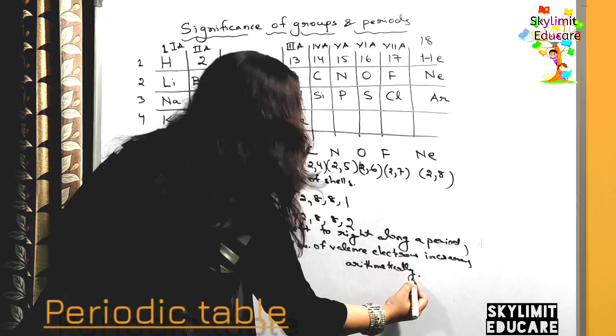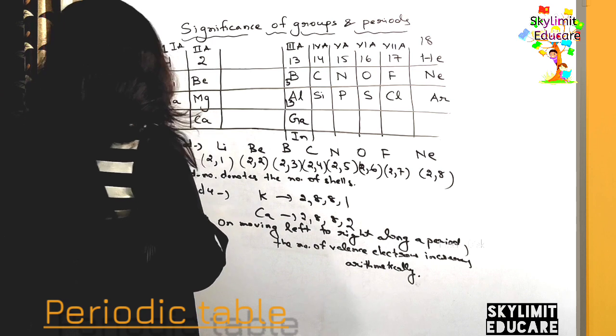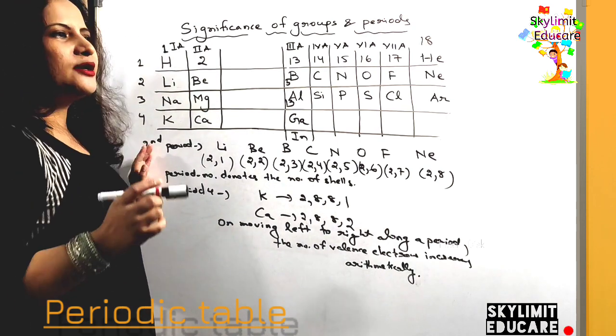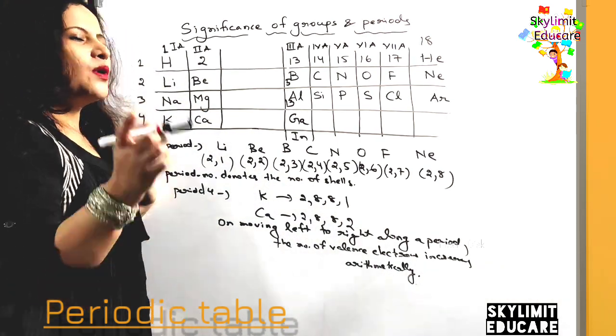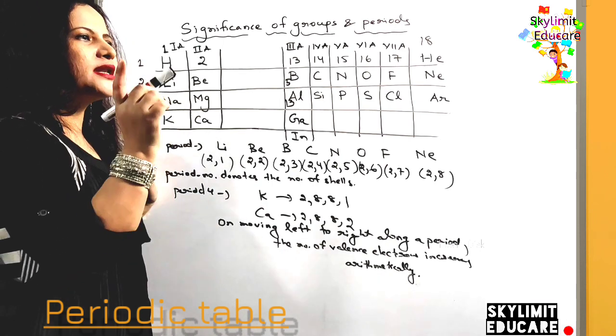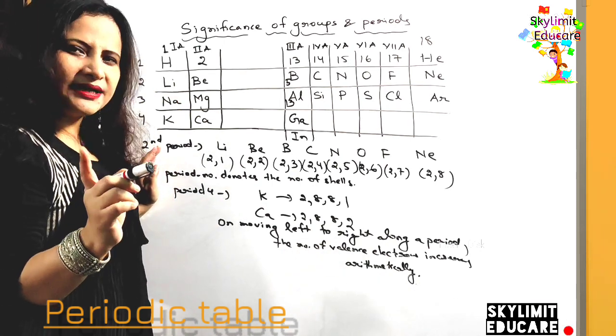So today you have got some general idea. What is the significance of the period? Period denotes the number of shells. What is the significance of the group? Group denotes the number of valence electrons, right?